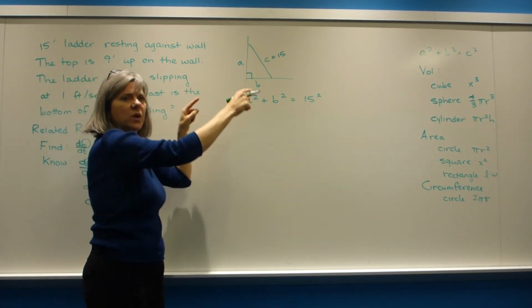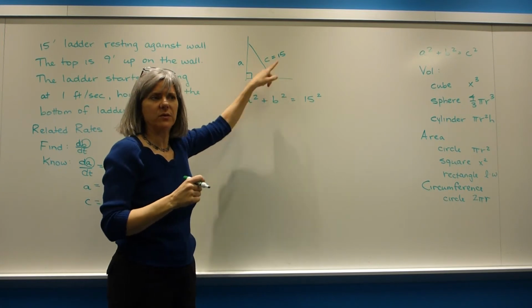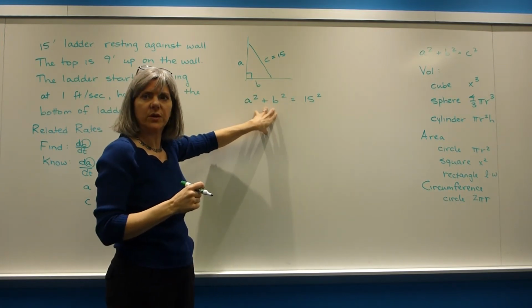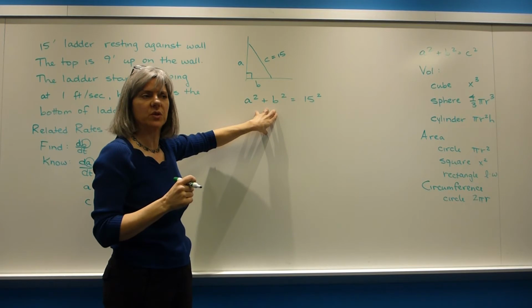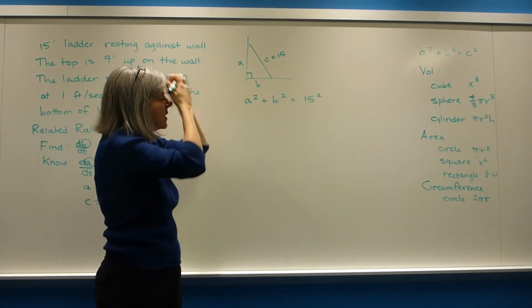This won't always be the case. It may be that you know B and you don't know the hypotenuse. So it won't always work out with the variables on one side. It might, but it might not. So just don't force that. Let the picture guide you.